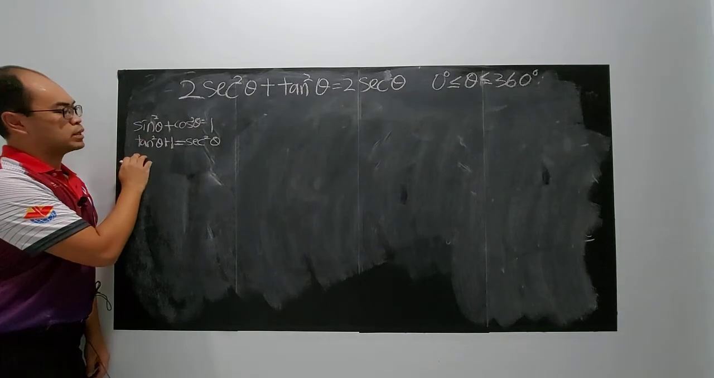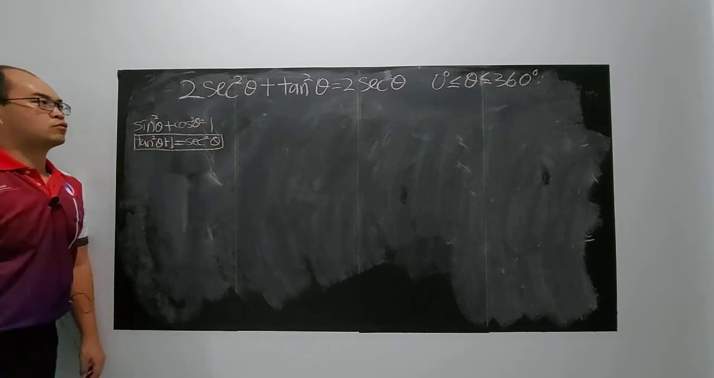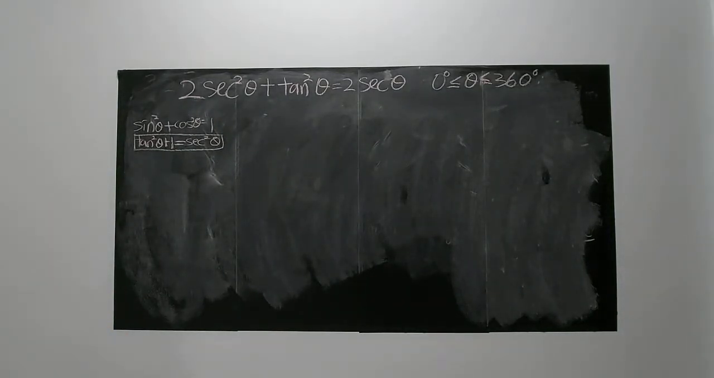Another one would be the cosecant square, but never mind. We just use this formula to solve this equation. At first I want to ask you, which variable should I replace?